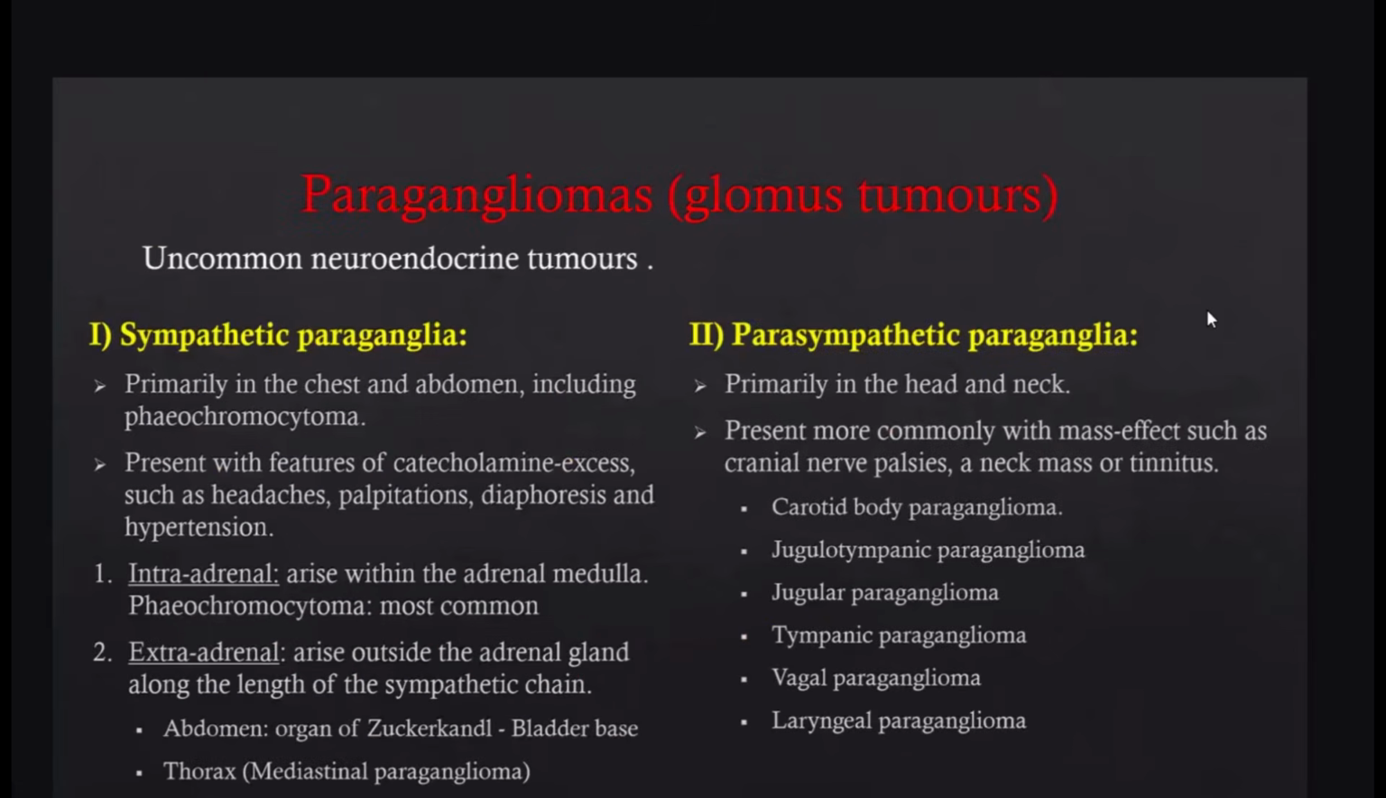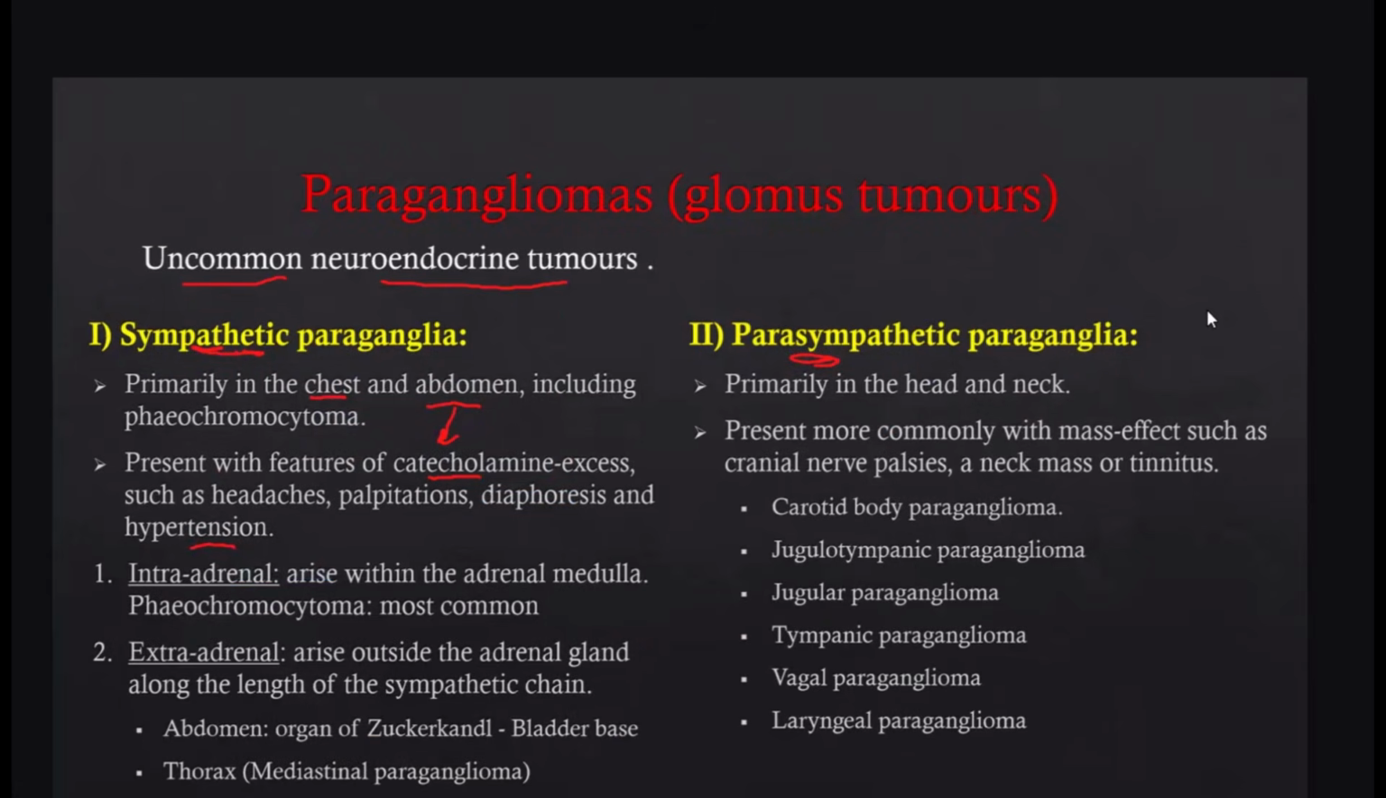Let's review paragangliomas or glomus tumors. These are uncommon neuroendocrine tumors. They are classified into sympathetic, as we said before, and parasympathetic paraganglia. Sympathetic is more common in the chest and abdomen, and it's commonly a secretory tumor. So this tumor can secrete catecholamines, causing hypertension and palpitations and all of these symptoms.